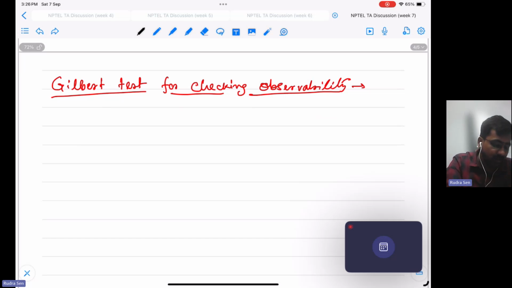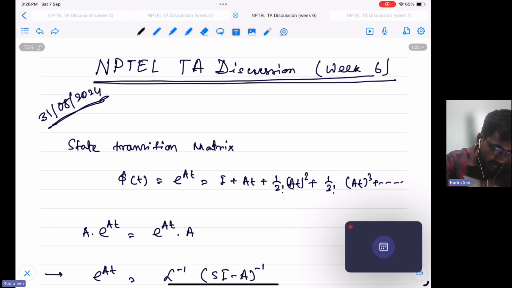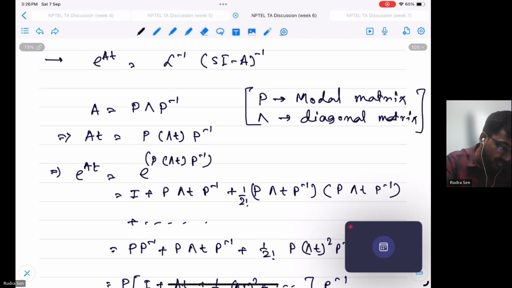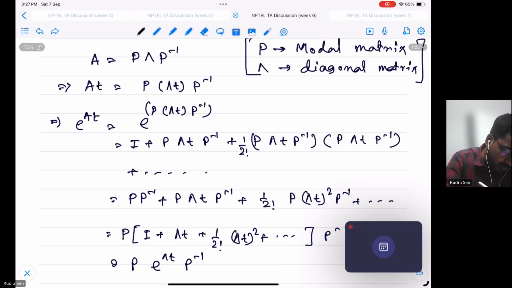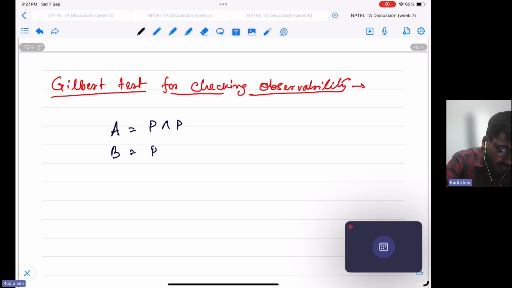First of all, whatever matrix you are given, you need to find the similarity transform, using A equals P inverse lambda P, and B equals P inverse... I think, just let me check. P A P inverse. P lambda P inverse.